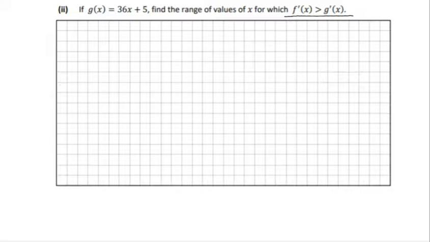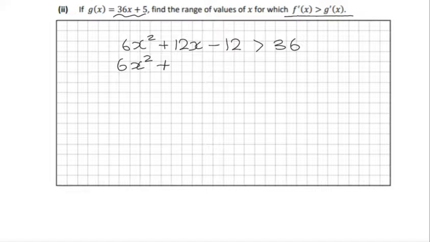So we have 6x squared plus 12x minus 12, and if we differentiate 36x plus 5, we will just get 36 plus 0. Okay, so let's solve this. Bring your 36 over and factorize. It's very straightforward from this point onwards.